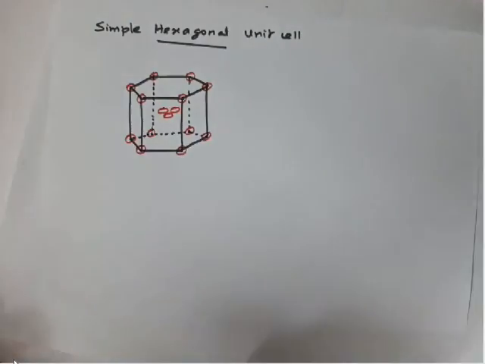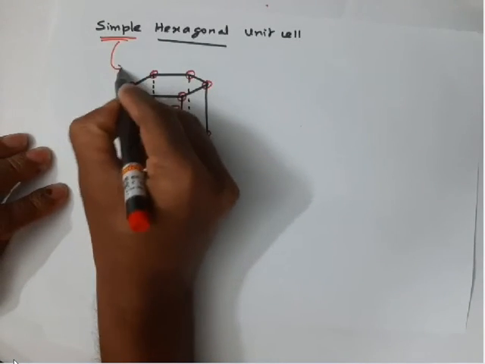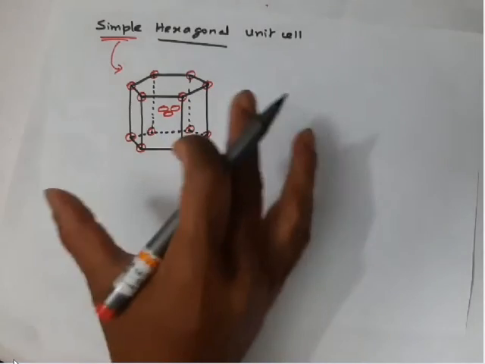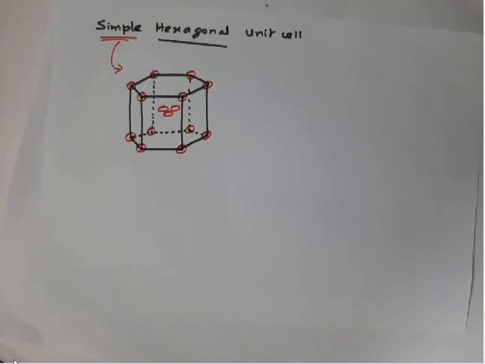This unit cell is called the simple unit cell. See, it consists of corner atoms as well as 3 atoms at the body center. This is the difference between cubic and hexagonal unit cells. In a cubic unit cell, we use the term simple if only corners are occupied, whereas in hexagonal, simple hexagonal means corners plus 3 atoms at the body center. All together it is called simple hexagonal unit cell.